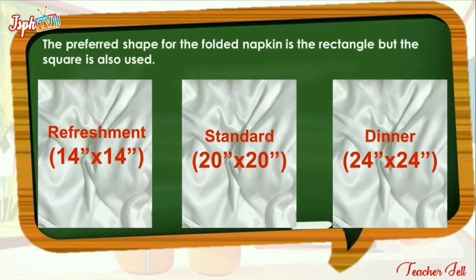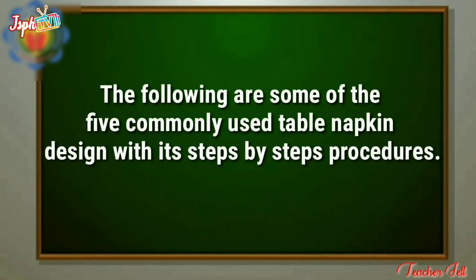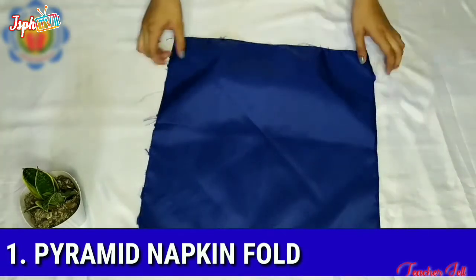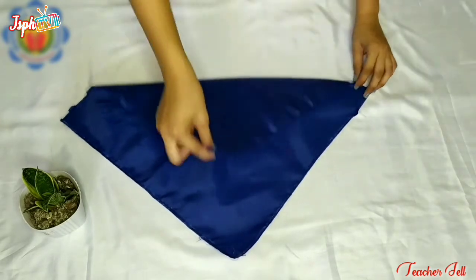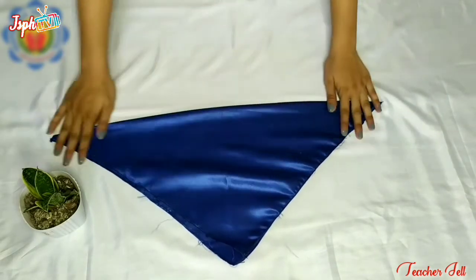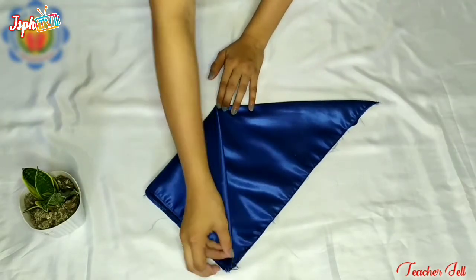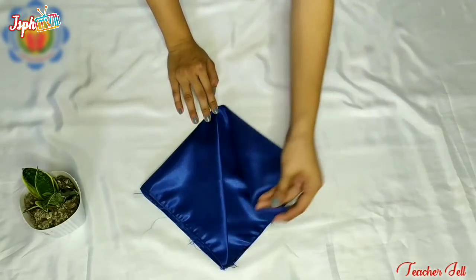So now, let's proceed to actual demonstrations on the 5 commonly used table napkin folding. The following are some of the 5 commonly used table napkin designs with their step-by-step procedures. First, we have pyramid napkin fold. Fold the napkin in half diagonally to form a triangle. Place the folded edge at the top. Fold down the right point to the bottom point. Fold down the left point to the bottom point.